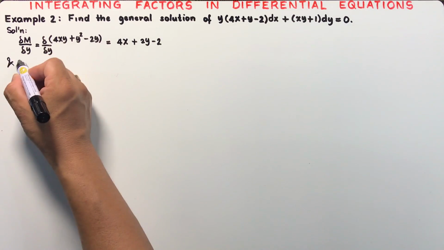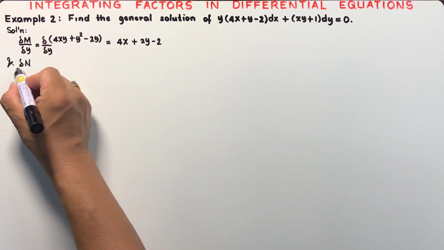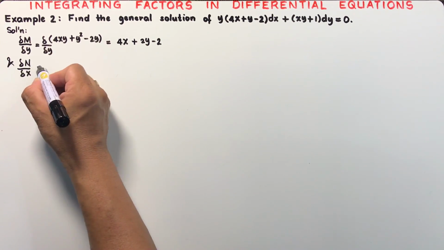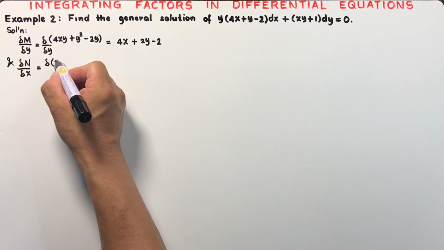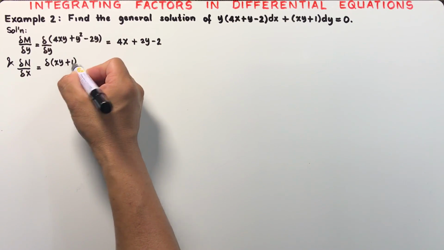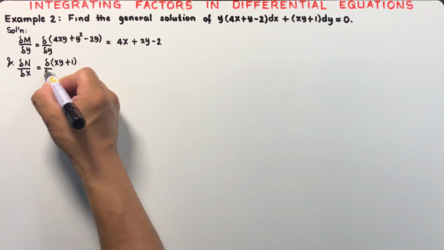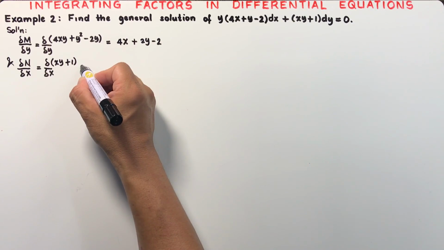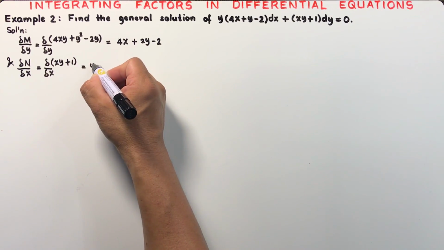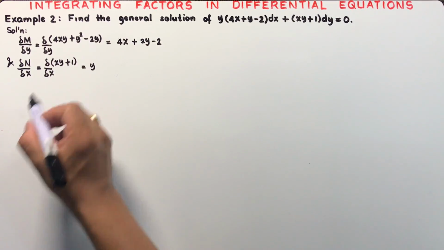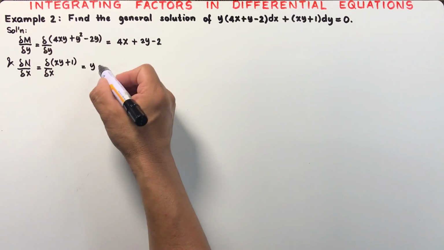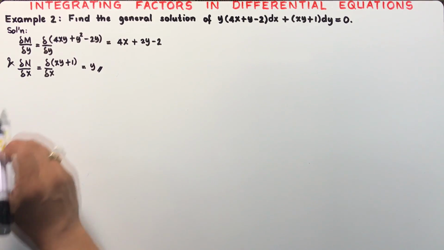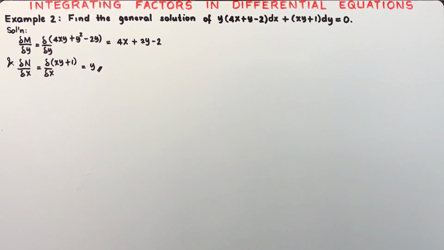Also, taking the partial derivative of n with respect to x, we have our n, which is xy plus 1. And taking the partial derivative of that with respect to x, we have y, because y here is treated like a constant, and the derivative of 1 is 0. So we have y as our partial derivative of n with respect to x.